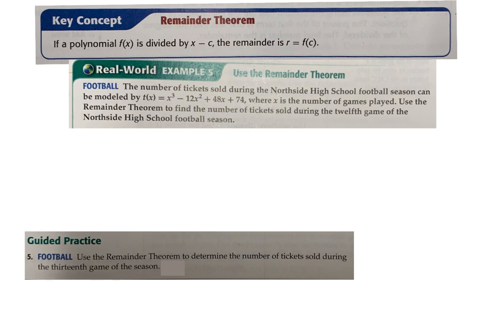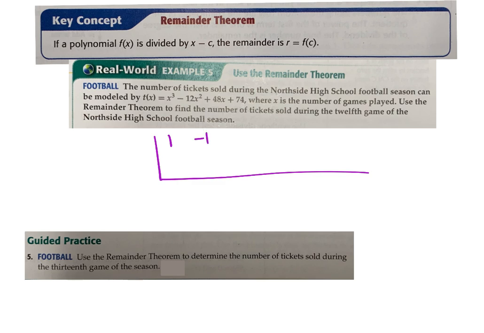For the example they've given us, the number of tickets sold during Northside High School football season can be modeled by this function, where x is the number of games played. Using the remainder theorem, find the number of tickets sold during the 12th game. Now, I could plug in 12, right? 12 cubed minus 12 times 12 squared plus 48 times 12 plus 74. Or I could just use synthetic division with 12, all right? And so what they're saying is use synthetic substitution here. Do synthetic division to figure it out.